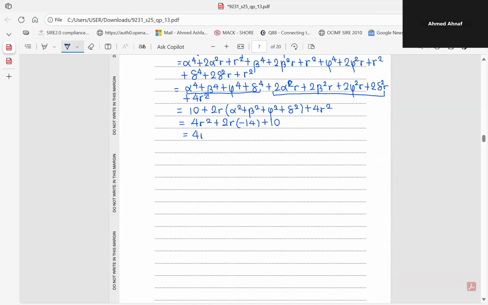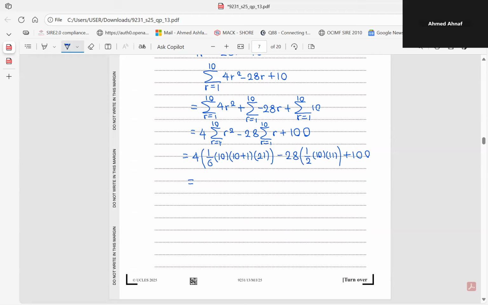So type all this into your calculator. So you will get the final answer of 100. Okay, let me see if I substituted everything correctly. Okay, so this would be our final answer for this question. Let's head on to the next question.